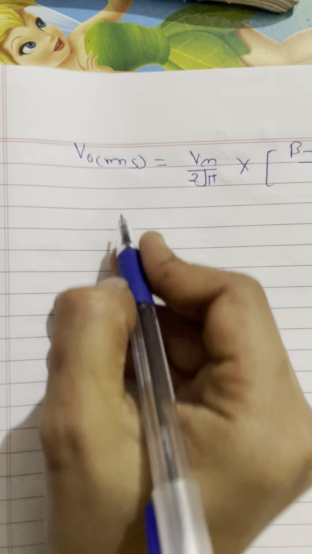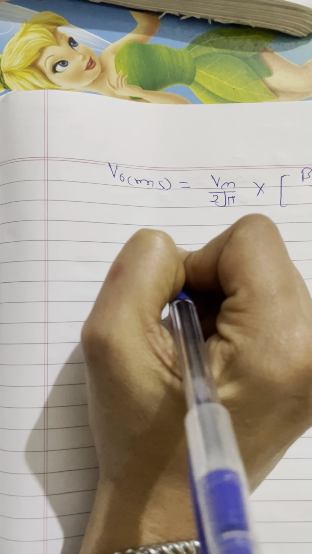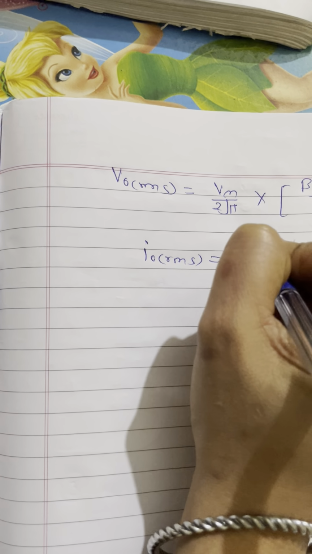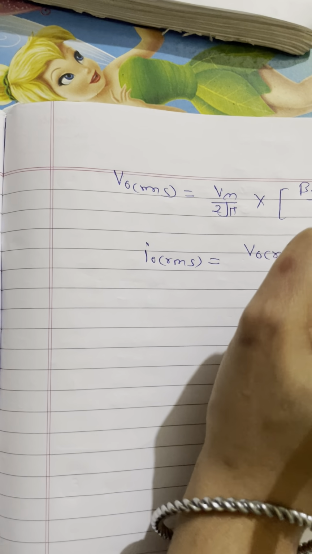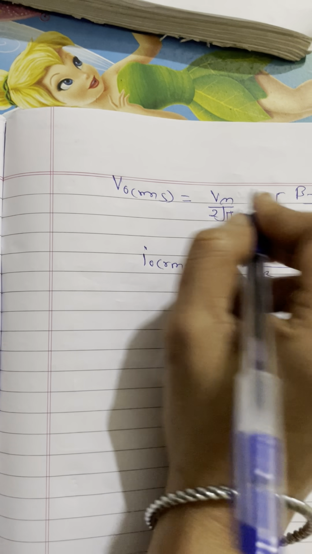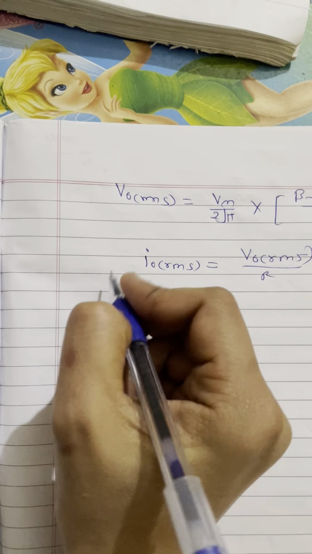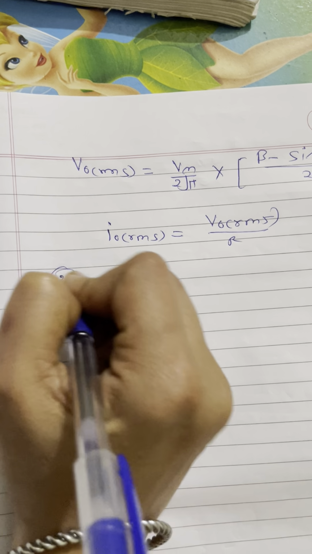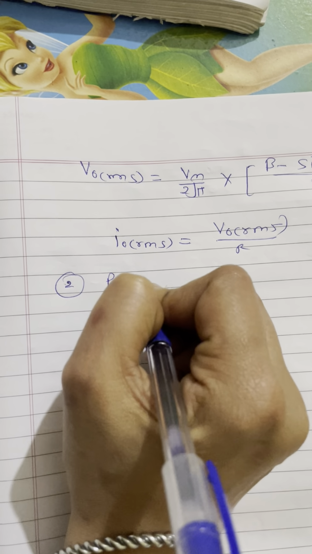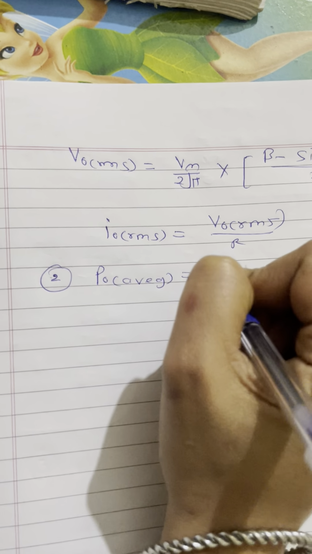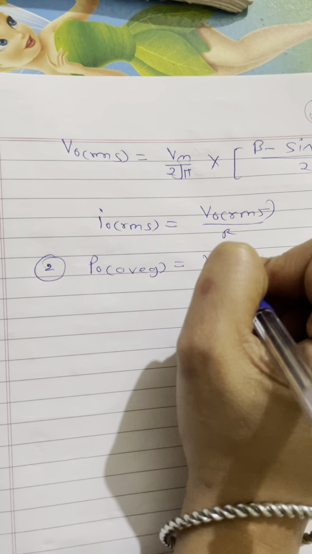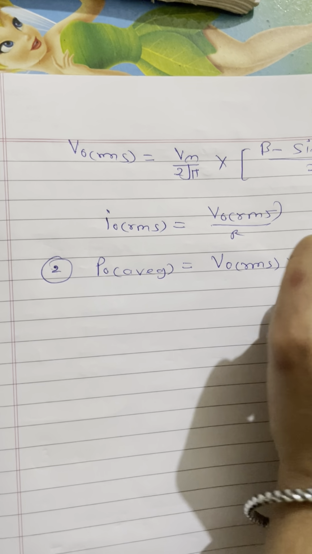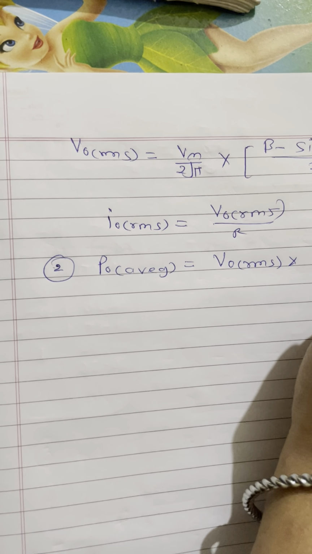And what is the I0 RMS? I0 RMS is equal to V0 RMS upon R. Put the value of this equation here and we will get the I0 RMS. Then the last point is average power. So what is the average power? V0 RMS into I0 RMS.